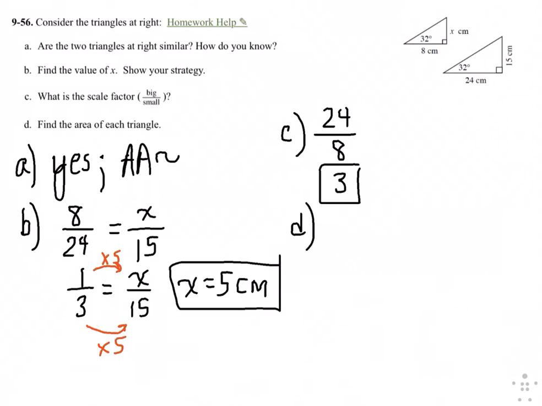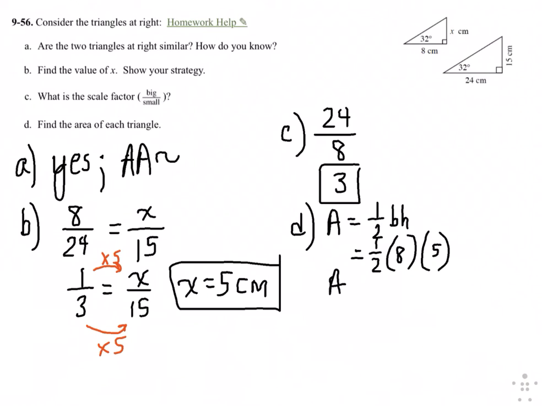Let's see if we can fit it here. Area of the smaller one is 1/2 base times height, right? Which equals 1/2, the base is 8. And the height is x, which is what we found, 5. So the area of the small comes out to be 20 centimeters squared.